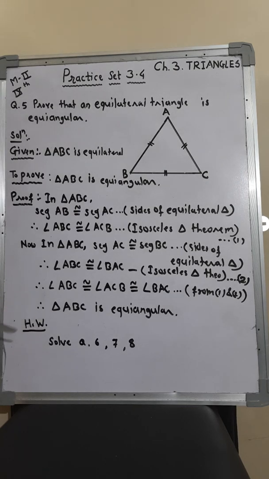Now again you have been given question number 6, 7 and 8. These are homework for you. Try to solve it. If you have any difficulty, ask me. In next period you have to study similar triangles and similarity of triangles. So read this part again, and next period we are studying the details of the similar triangles.